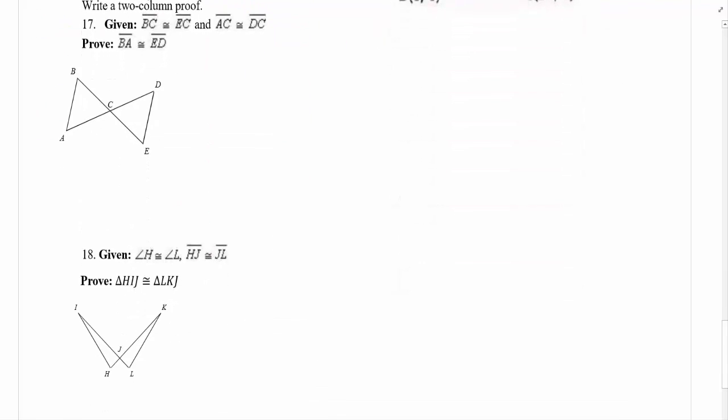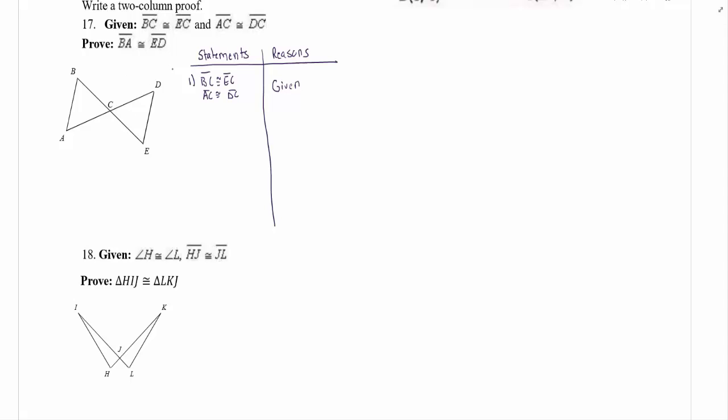Alright, so for these next ones, obviously we need to write a two-column proof, so we're going to set up our chart. I'll do that real quick and then I'll hit play. And again, all I'm going to do is fill out the chart and write the given statements, okay? Alright, so here we go.